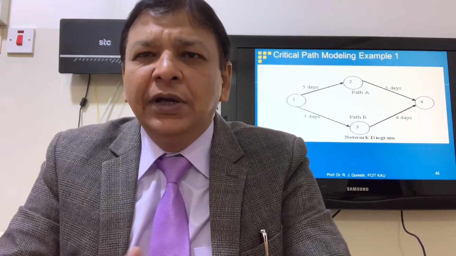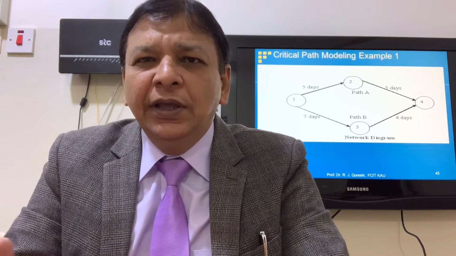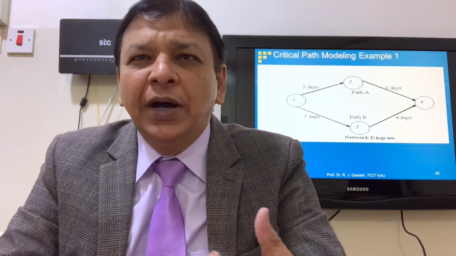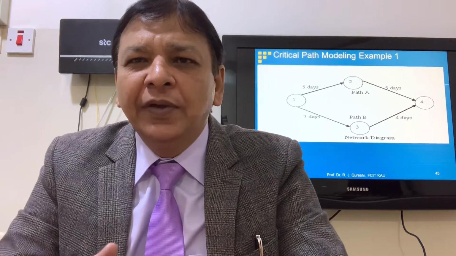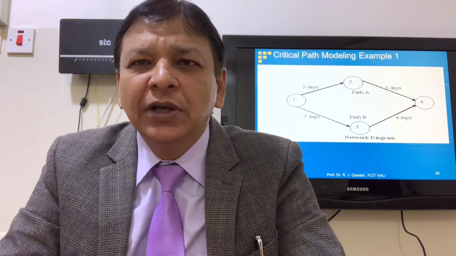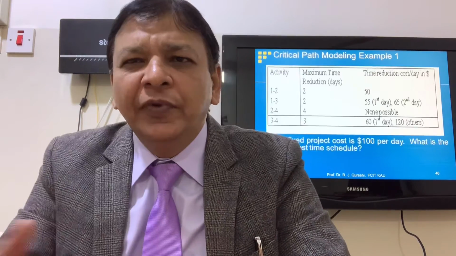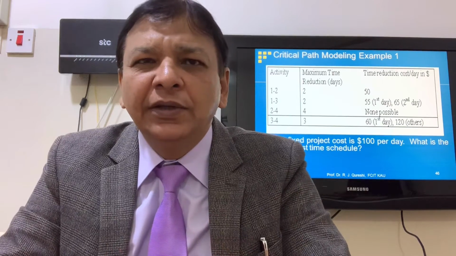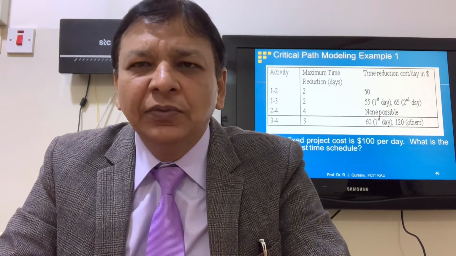Example 1 of critical path modeling, we have path A and path B. Path A: 5 plus 5, 10 days. Path B: 7 plus 4, 11 days. So path B is critical. Fixed project cost is $100 per day. What is the lowest cost time schedule we need to calculate?